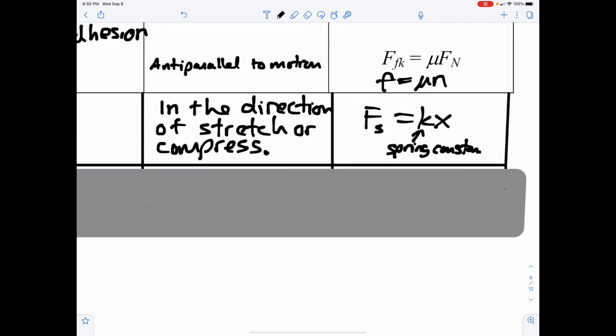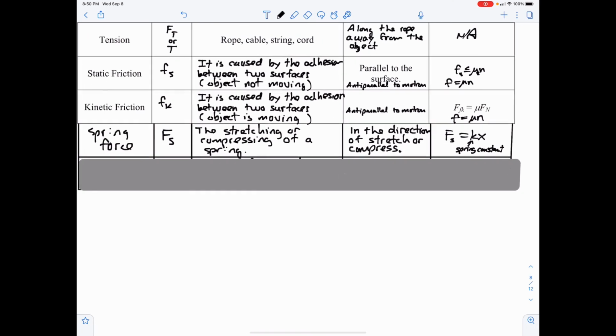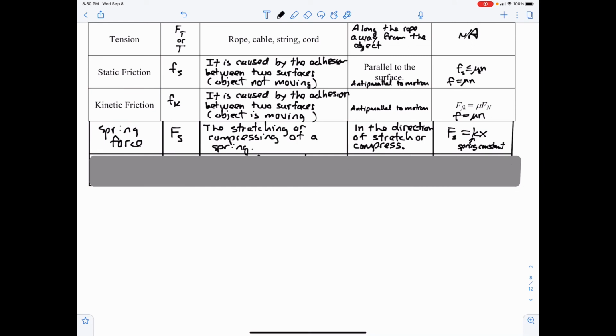The spring constant is a constant, as the name would suggest, and it is a number that tells you how stiff the spring is. The stiffer the spring, the harder it is to stretch or compress. So if K is very large, it is really hard to stretch or compress that spring. If K is very small, it's very easy to stretch or compress a spring.